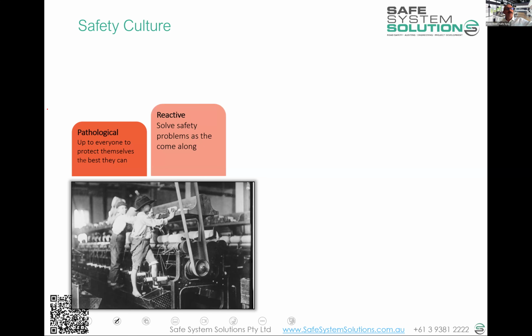Then it evolves from that to a reactive safety culture, where when a machine crushes some people or rips some arms off, they'll look at that machine and say, well, could we do something to it? Could we put a guard on it? Could we change the way it operates or the like? And then they change it. So that's the reactive safety culture.